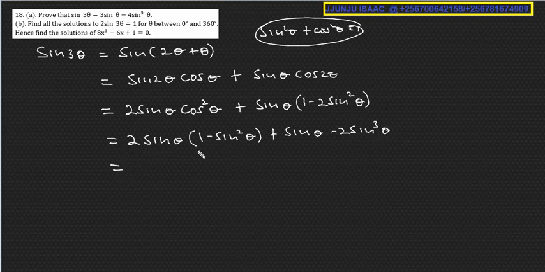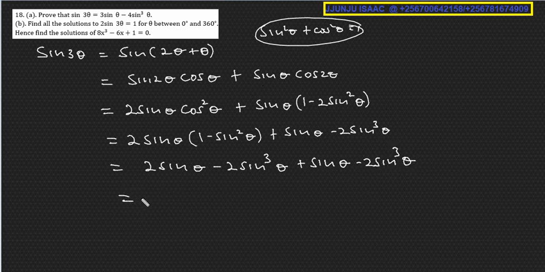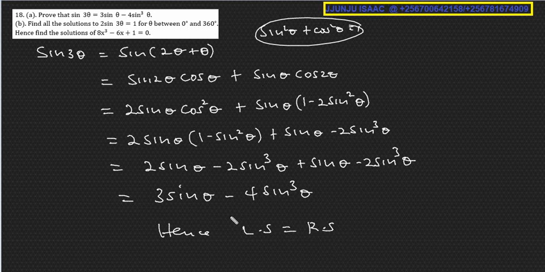So when I expand this, I get 2 sine theta, then minus 2 sine cubed theta plus sine theta minus 2 sine cubed theta. So this gives us 2 sine theta plus sine theta, you get 3 sine theta, then minus 2 sine cubed minus 2 sine cubed, that is minus 4 sine cubed theta. Hence the left hand side is equal to the right hand side. So after that, let us go to part B.